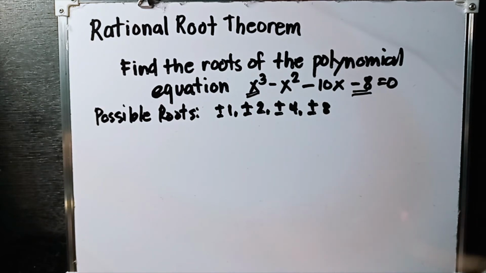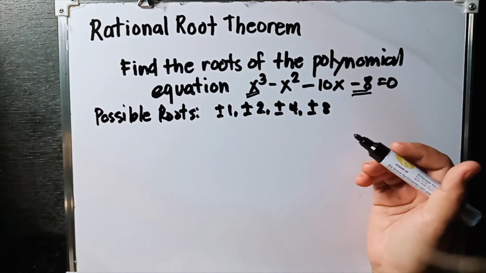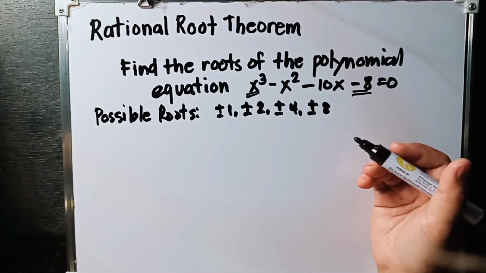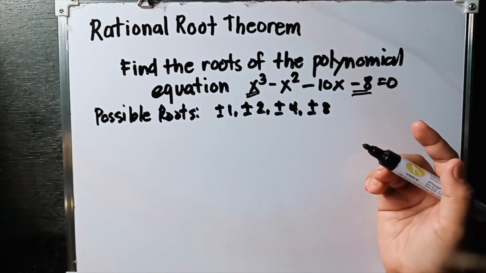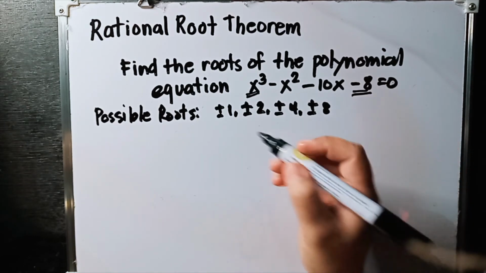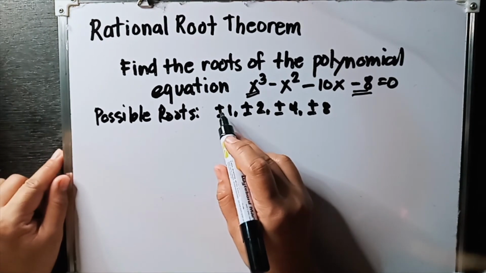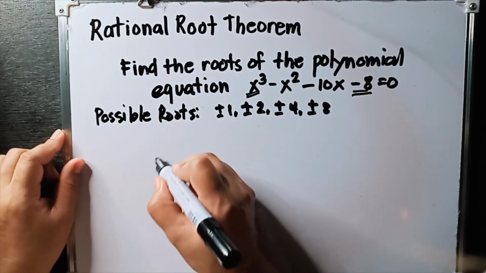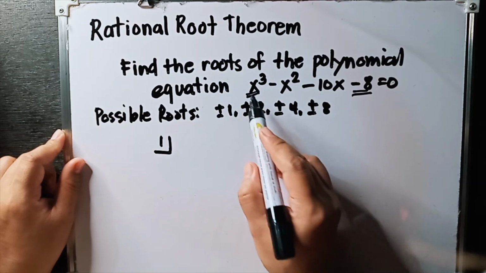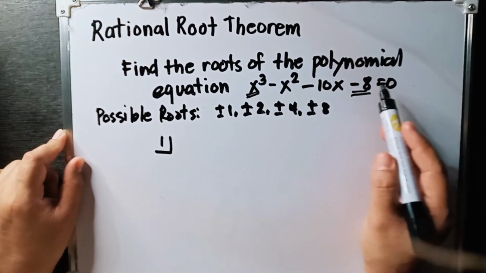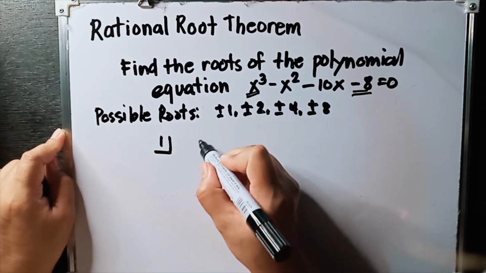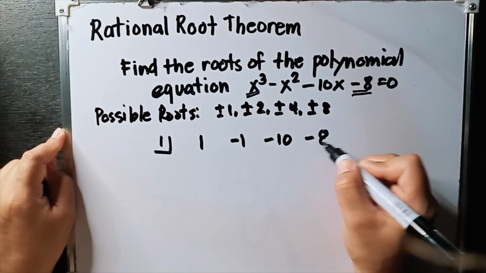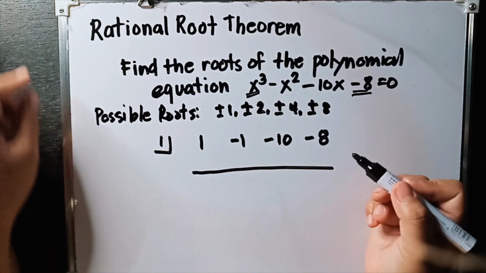And we will be applying the factor theorem. Remember the factor theorem, that if we have a remainder which is 0, it means that the given r is a factor. Okay? So let's have first the possible root which is positive 1. We're going to place positive 1 outside, and then we're going to get the coefficients of the polynomial, which is 1, negative 1, negative 10, negative 8. So that's the first step.